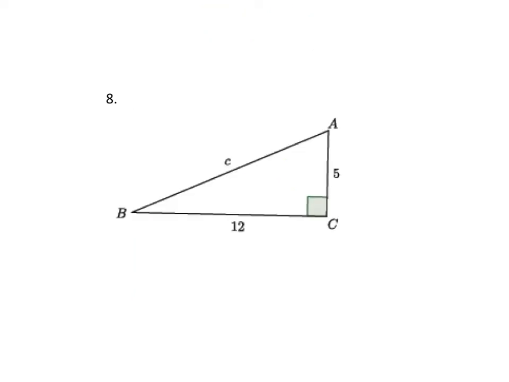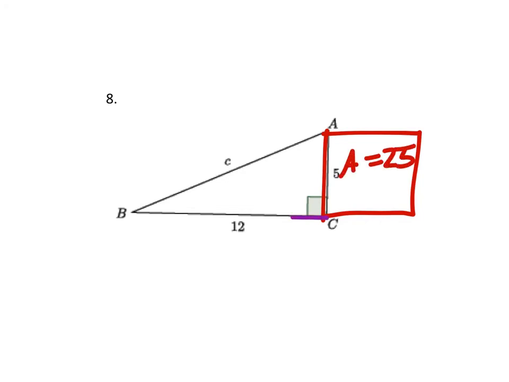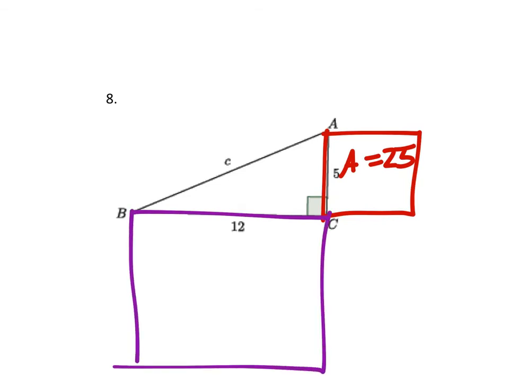Same idea here. This leg would be squared. So its area, 5 times 5 is 25. Then we got this leg. Its area as a square. 12 times 12, 144.